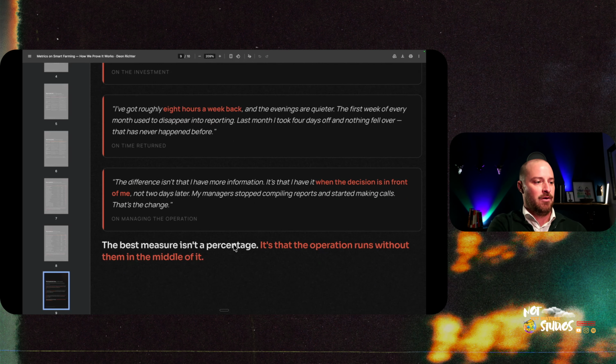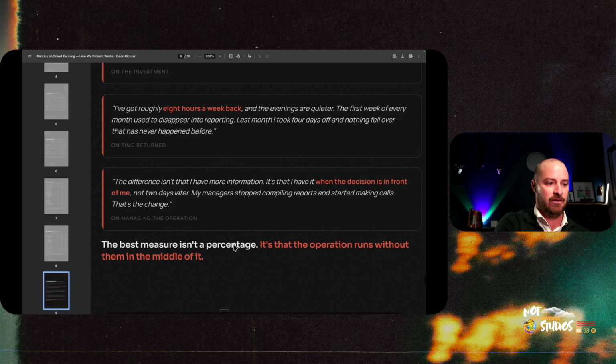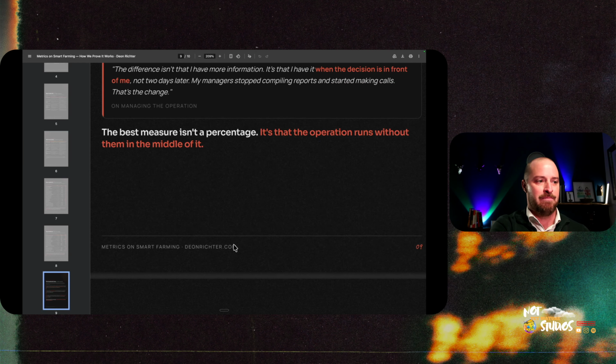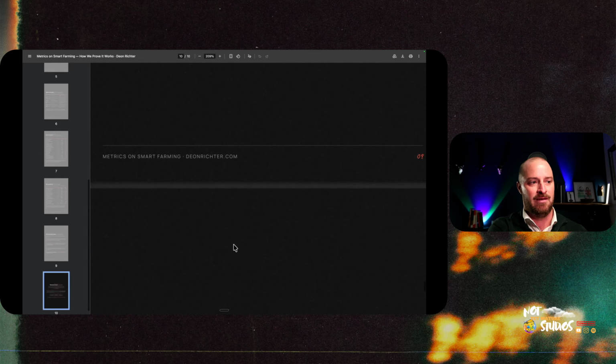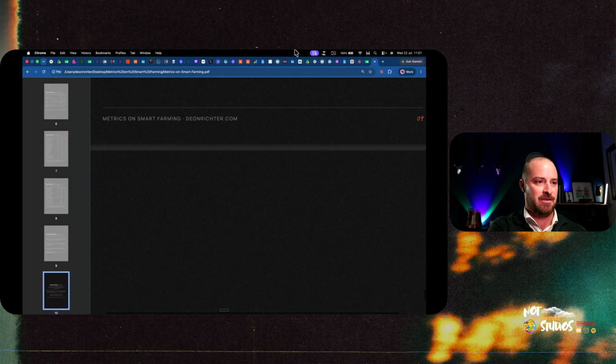Then the last one that I want to read is, the difference isn't that I have more information. It's that I have it when the decision is in front of me. Not 2 days later, my manager stopped compiling reports and started making calls. That's the change. So, yeah, we said here the best measure isn't percentage. It's that the operation runs without them in the middle of it. So that's something that is important to us.